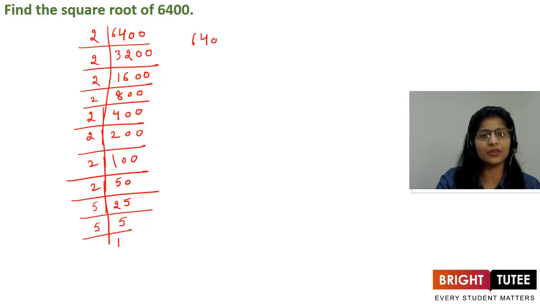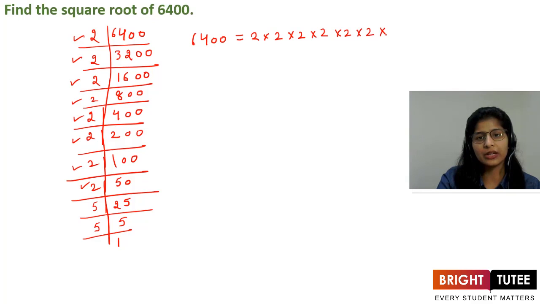Let us write 6400 as equal to... How many times do we have 2? 1, 2, 3, 4, 5, 6, 7, 8 times. So 2 into 2 into 2 into 2 into 2 into 2 into 2 into 2. We have written 2 8 times, and 5 is to be written 2 times, because it is there 2 times only, right?